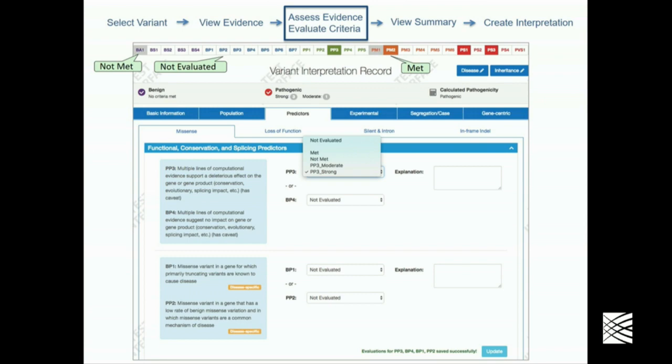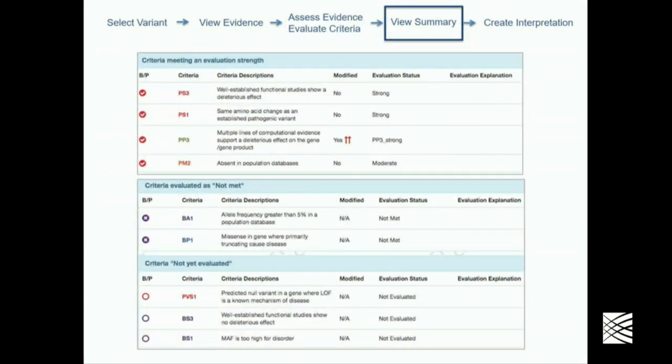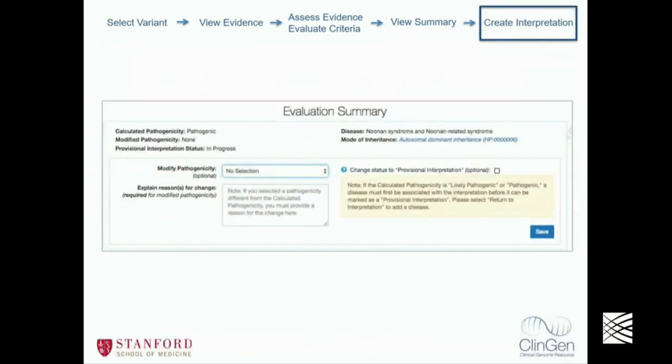If it's not evaluated, it's just white. When you're done, it gives you a summary of all the things you've said have been met or unmet. It allows you to modify the strength of something. I showed you examples where I took the evidence but said it's a little weaker than it should be or stronger. And then in the end, you can create your interpretation.